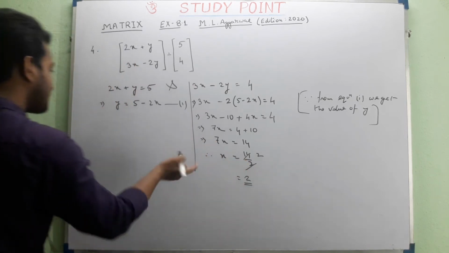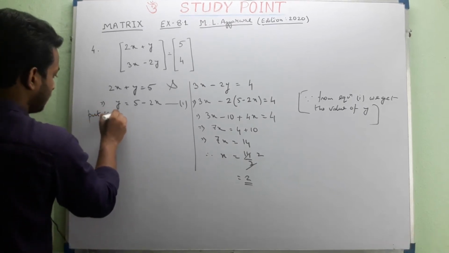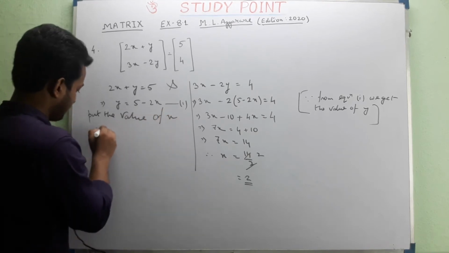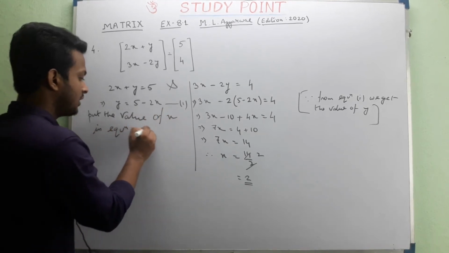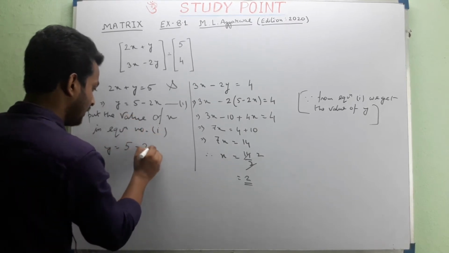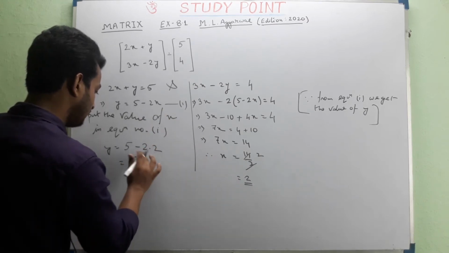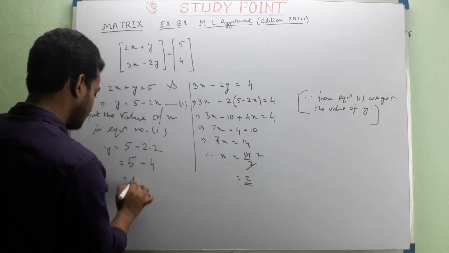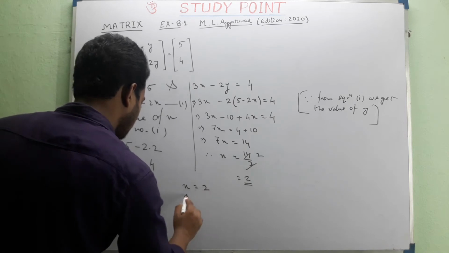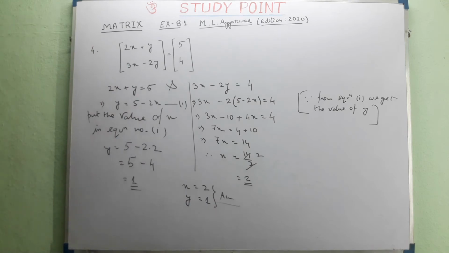As we have the value of x, now let's put the value of x in equation number 1. See what I get after putting the value? 2 into x, x means 2. See, here it is 5 into minus 2 into 2, that is 4, that is 1. So what's the value we get of x and y? x equals to 2, y is equals to 1. So this is the answer from the given matrix.